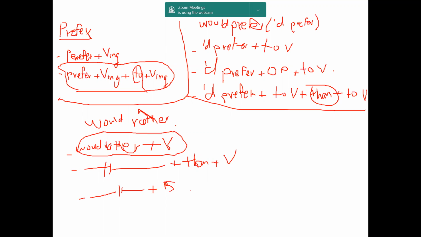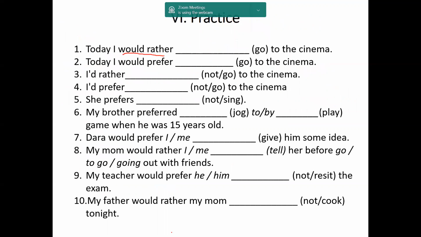Verb, right? So do we need to, do we need ing? No, right? We just put verb. So here, today I would rather what? Would rather go. Yeah, today I would rather go. Just put go, right? No to, no ing, because rather plus verb. Okay? Yes. Number two.